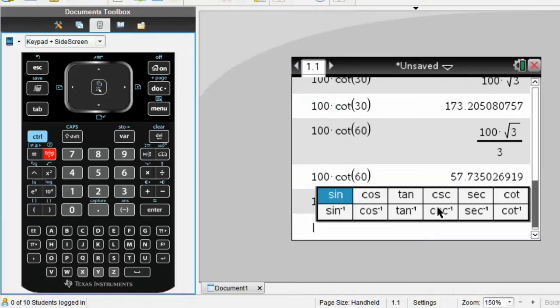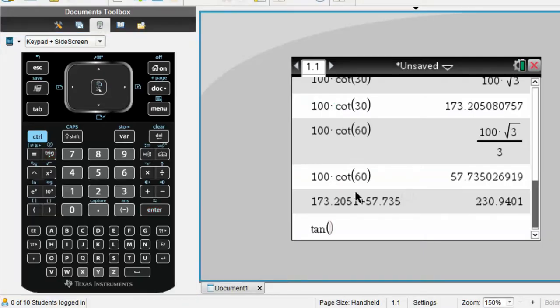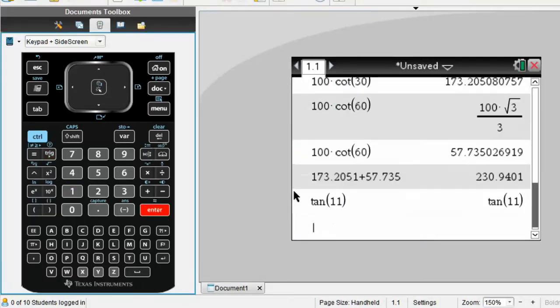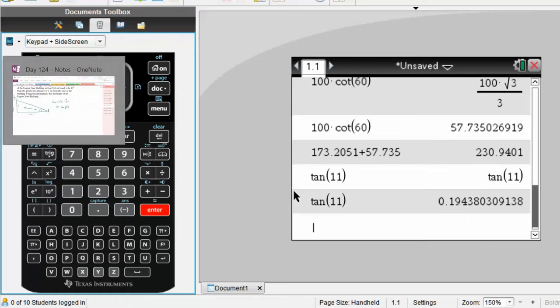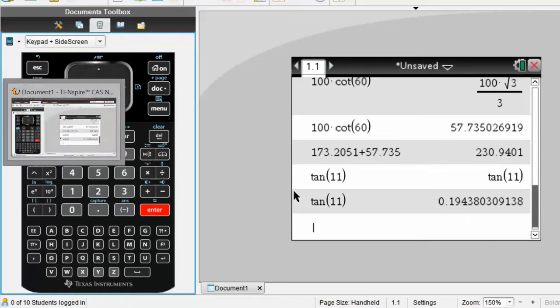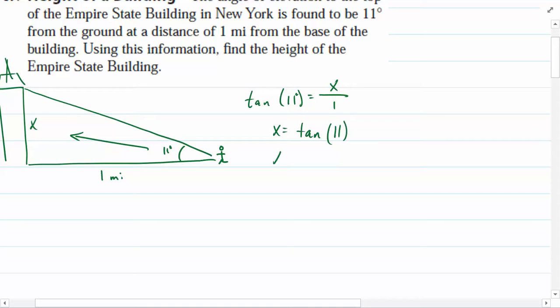Now tangent of 11 degrees can be found by using our calculator pretty quickly. So if I press Control Enter, I'll get the decimal equivalent. This is 0.19438. So we'll call that x equals 0.1944. Now it's important to recognize our units of measure here. There we go, it's miles. So the Empire State Building is almost 2/10 of a mile tall.